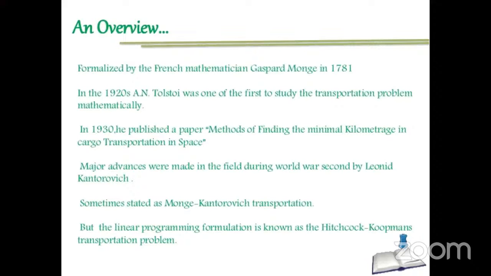So the overview of this one: transportation was formalized by the French mathematician Gaspard Monge in 1781. And in the 1920s, Tolstoy was one of the first to study the transportation problem mathematically. And in 1930, he published a paper, Methods of Finding the Minimum Kilometerage in Cargo Transportation in Space.